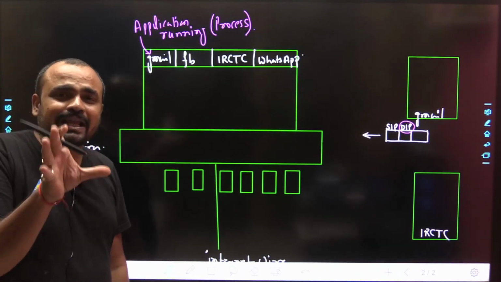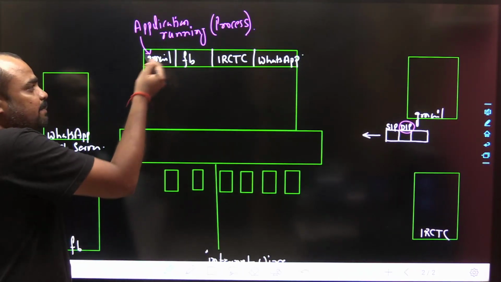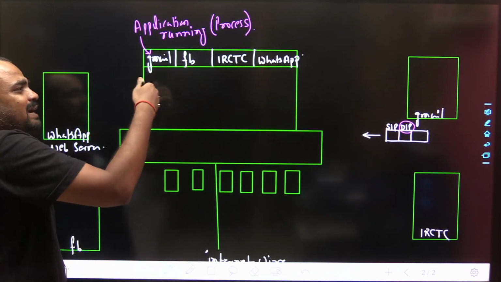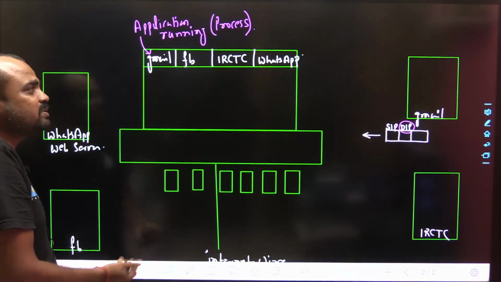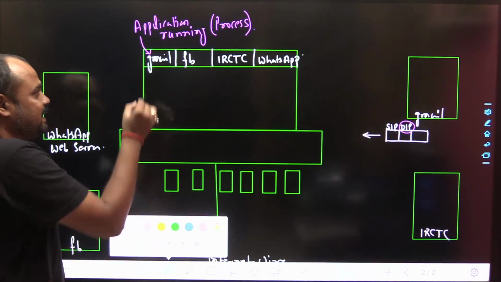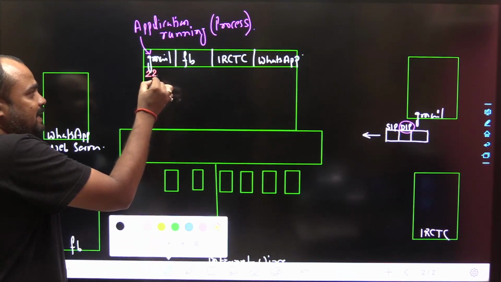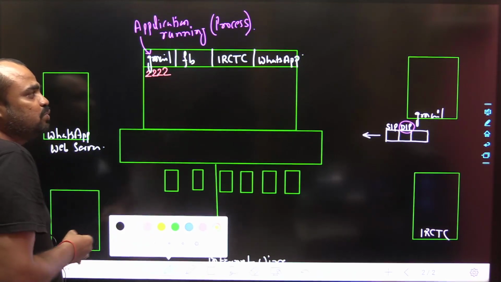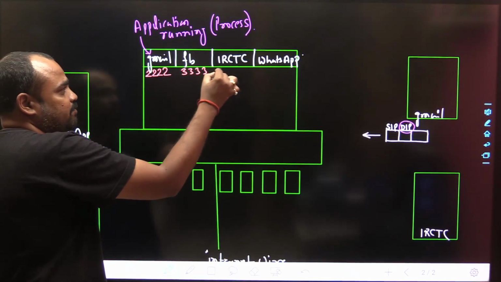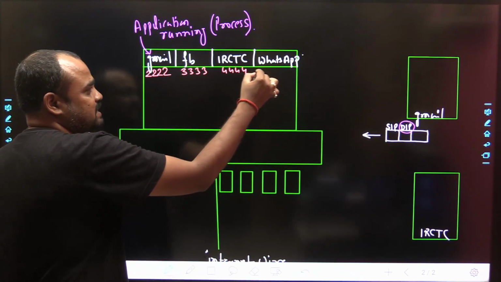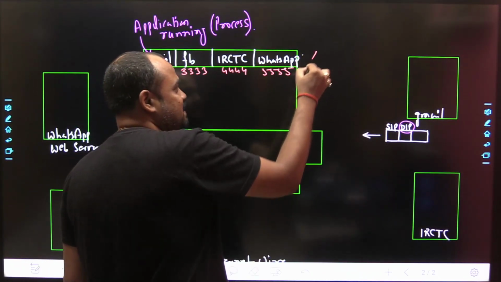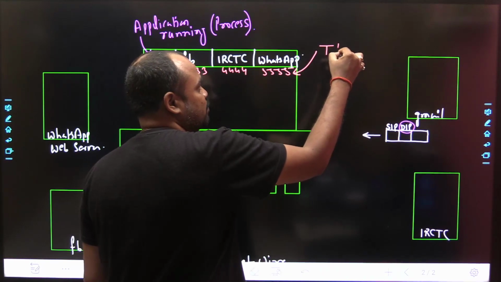So what happens is, whenever we try to access any web server from the browser, a process will be created. Whenever the process is created, it has to be assigned a unique ID. Suppose we have assigned the unique ID 2222 to this process, 3333 to this process, 4444 to this process, and 5555 to this process. This ID is assigned at the transport layer.